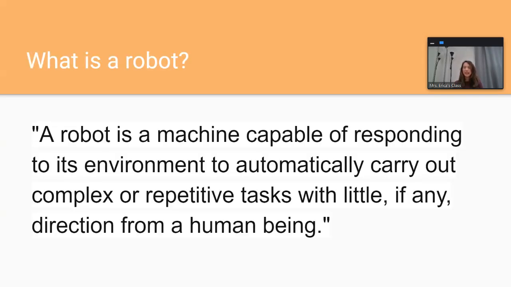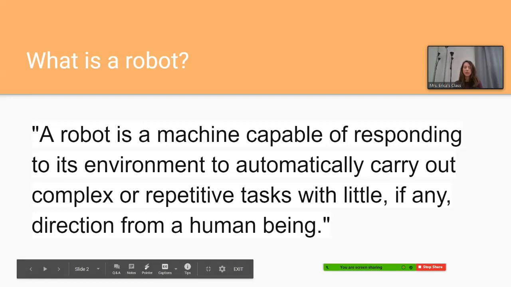Before we get to that, let's review. So what is a robot? So this is our definition that we've been talking about. We talked about it at the beginning of the year, right? We know that a robot is a machine. It's a machine capable of responding to its environment to automatically carry out complex or repetitive tasks with little, if any, direction from a human being. So that is kind of our core definition of what a robot is.